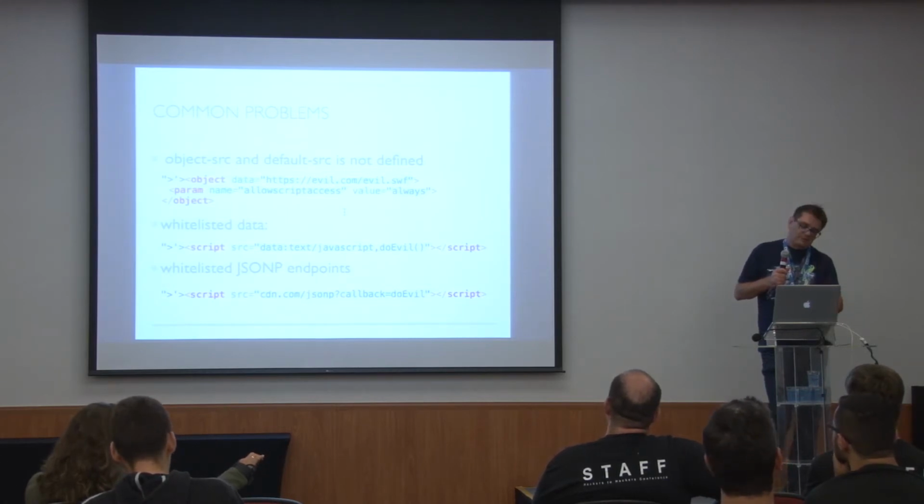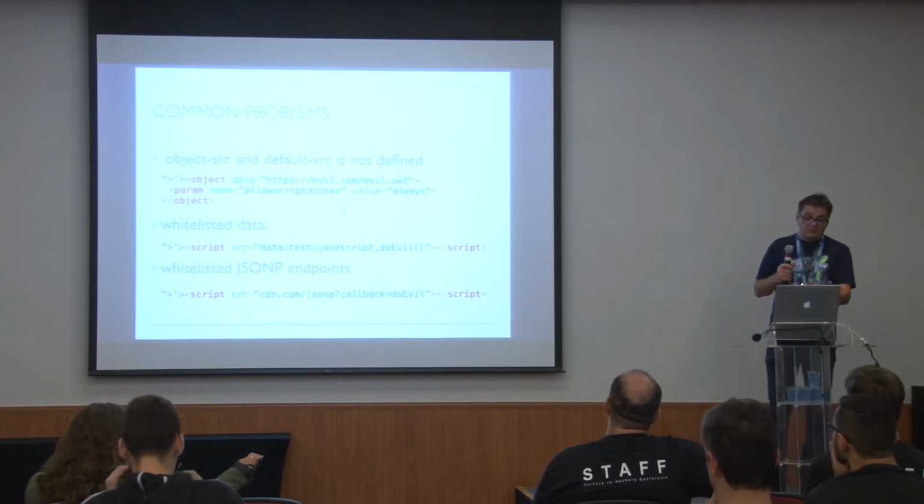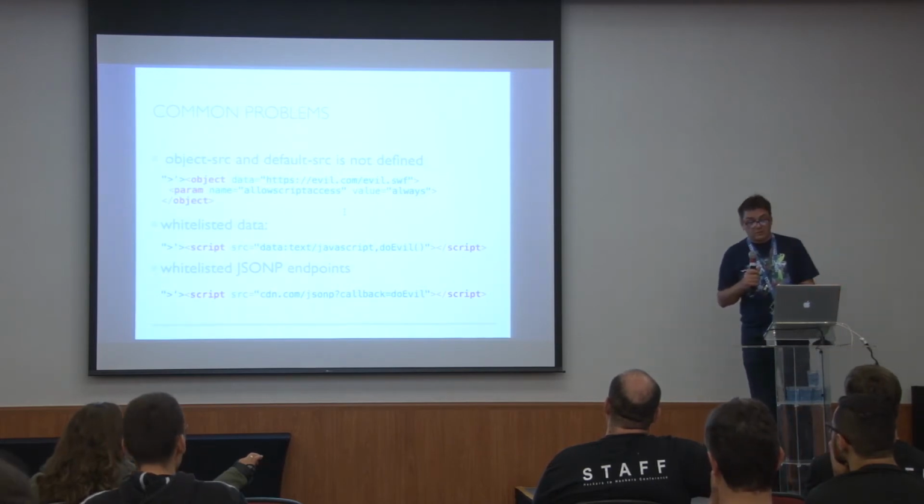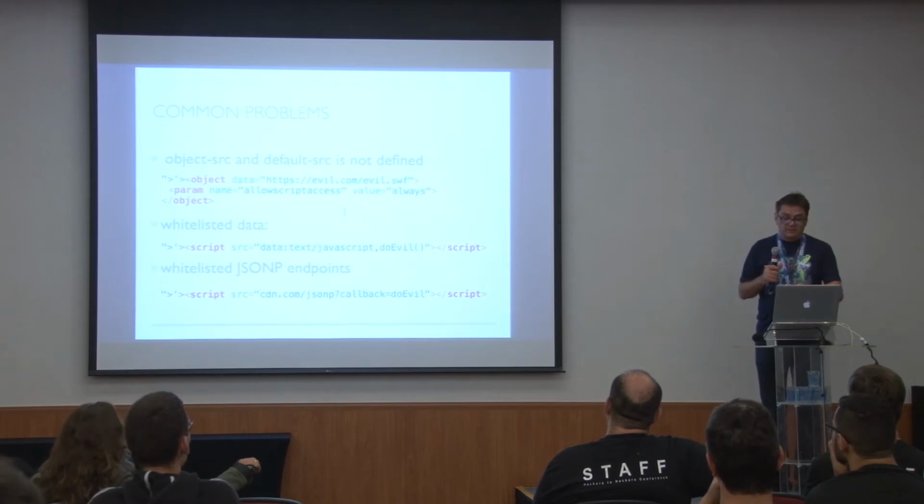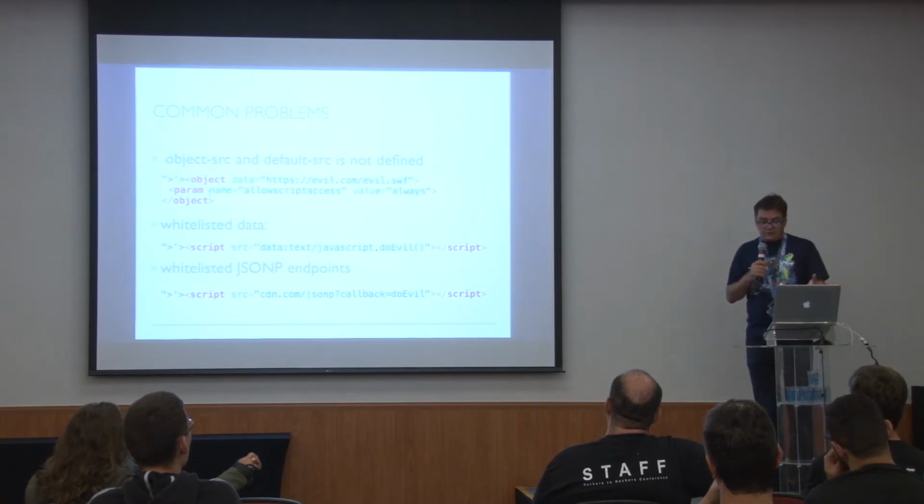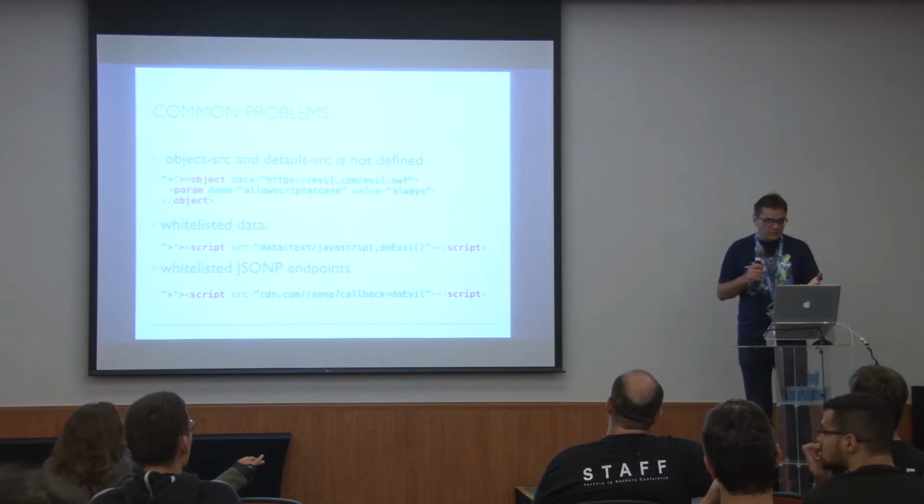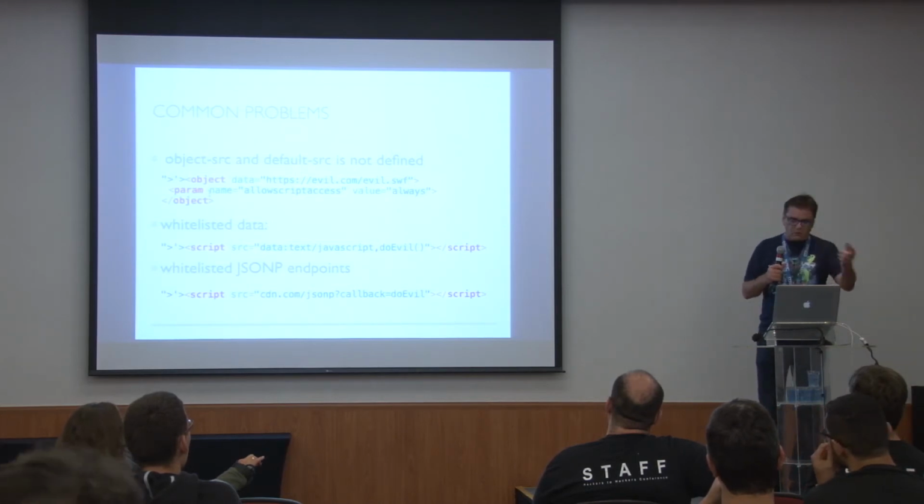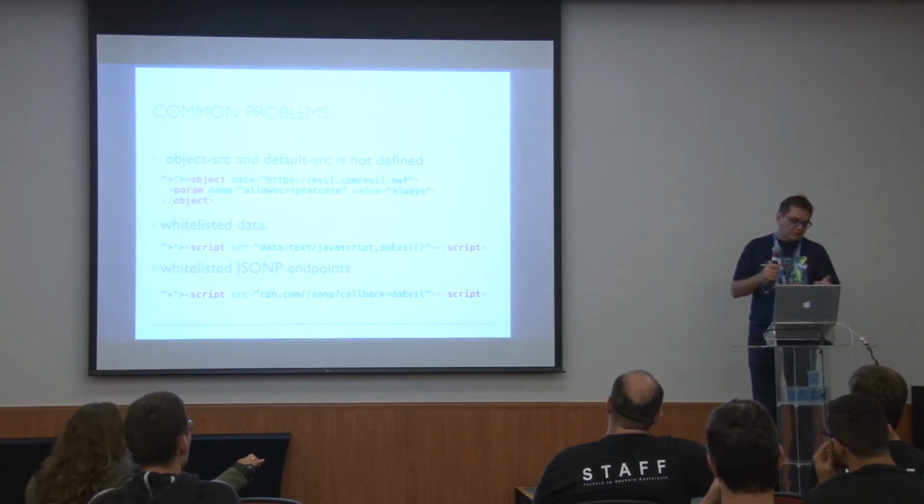Well, we'll talk about problems first. Another problem is if you don't specify object source or default source in your policy, any kind of plugins will be allowed on the web page. So if there's an injection, an attacker can do something like this: can inject an object, can inject a Flash plugin with allowed scripts, which is a known vector for cross-site scripting. So something that's not exploitable right now might be exploitable.